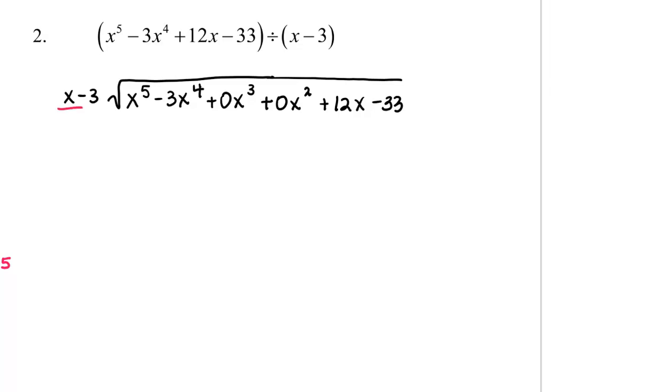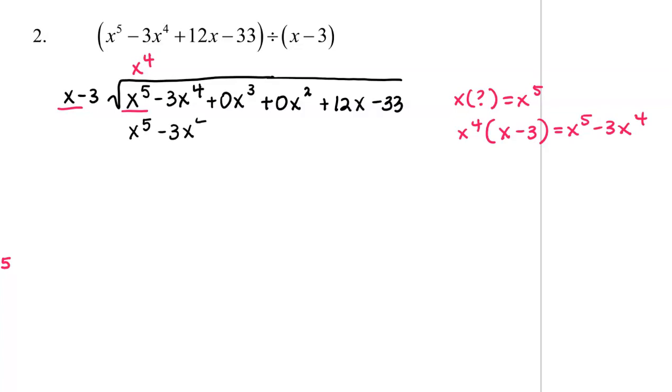We start by asking ourselves, what do we have to multiply x by in order to get x to the 5th? And the answer is x to the 4th. So we put an x to the 4th on top, and we multiply that x to the 4th by our divisor of x minus 3 in order to get x to the 5th minus 3x to the 4th, which then gets lined up under our dividend.